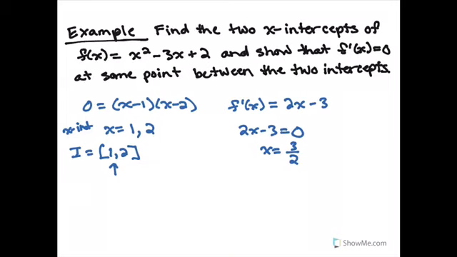So for this parabola, which opens up, I know that just because I know my family of graphs, there's going to be a minimum at x equals 3/2, which is in between the intercepts that are occurring at 1 and 2.